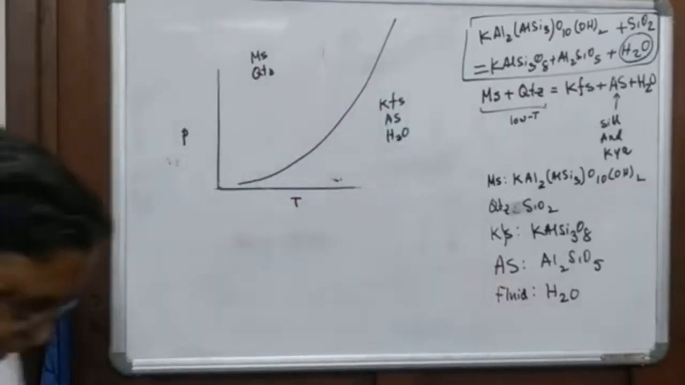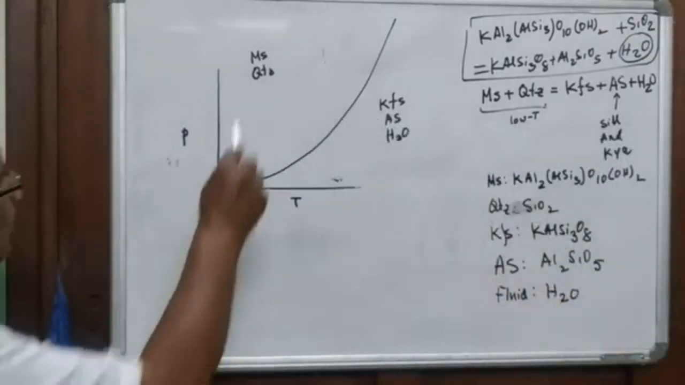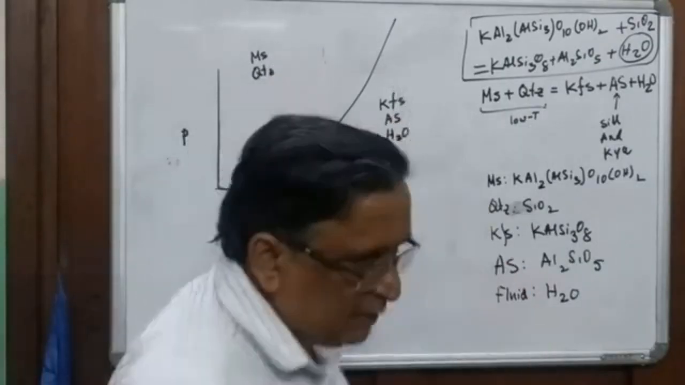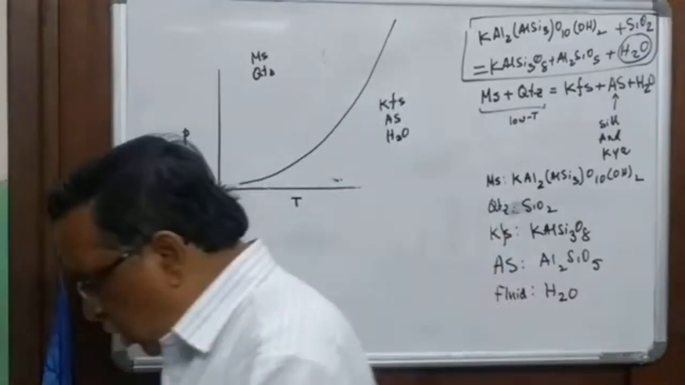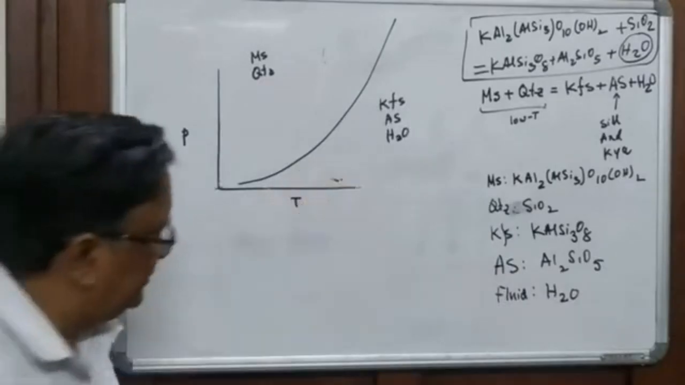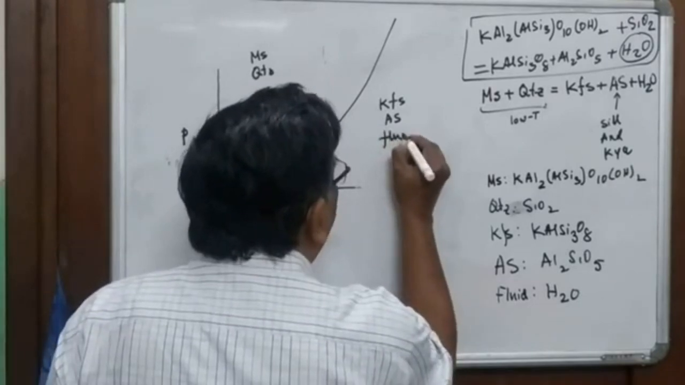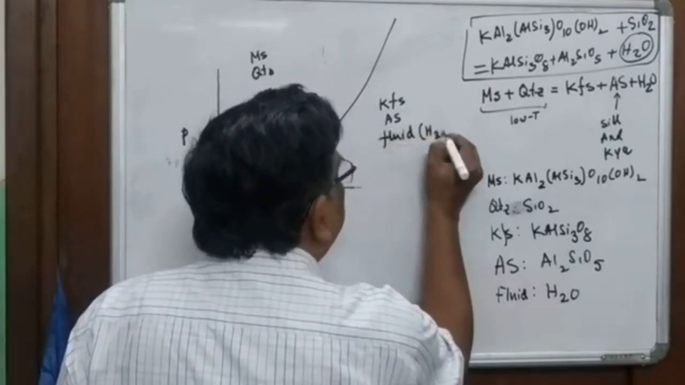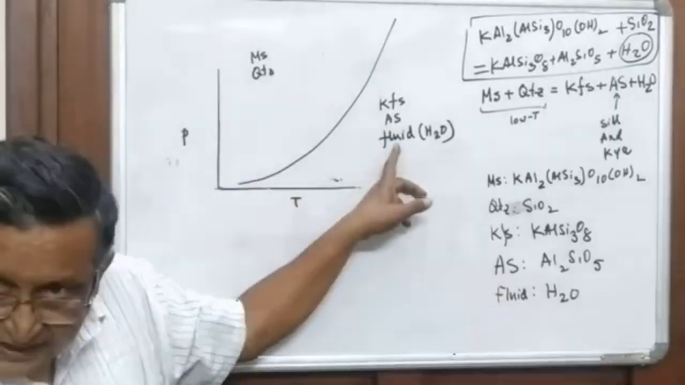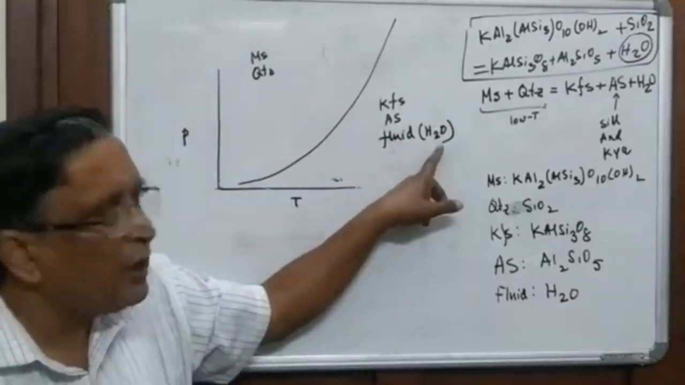Now, all these phases must provide quartz, K-feldspar, aluminosilicate. These are all pure phases. Let us say the fluid. I think what I will do here, I will write fluid and then write H2O. Okay, so here, fluid is the phase. We will talk about it in greater detail later on. Fluid is composed of H2O.